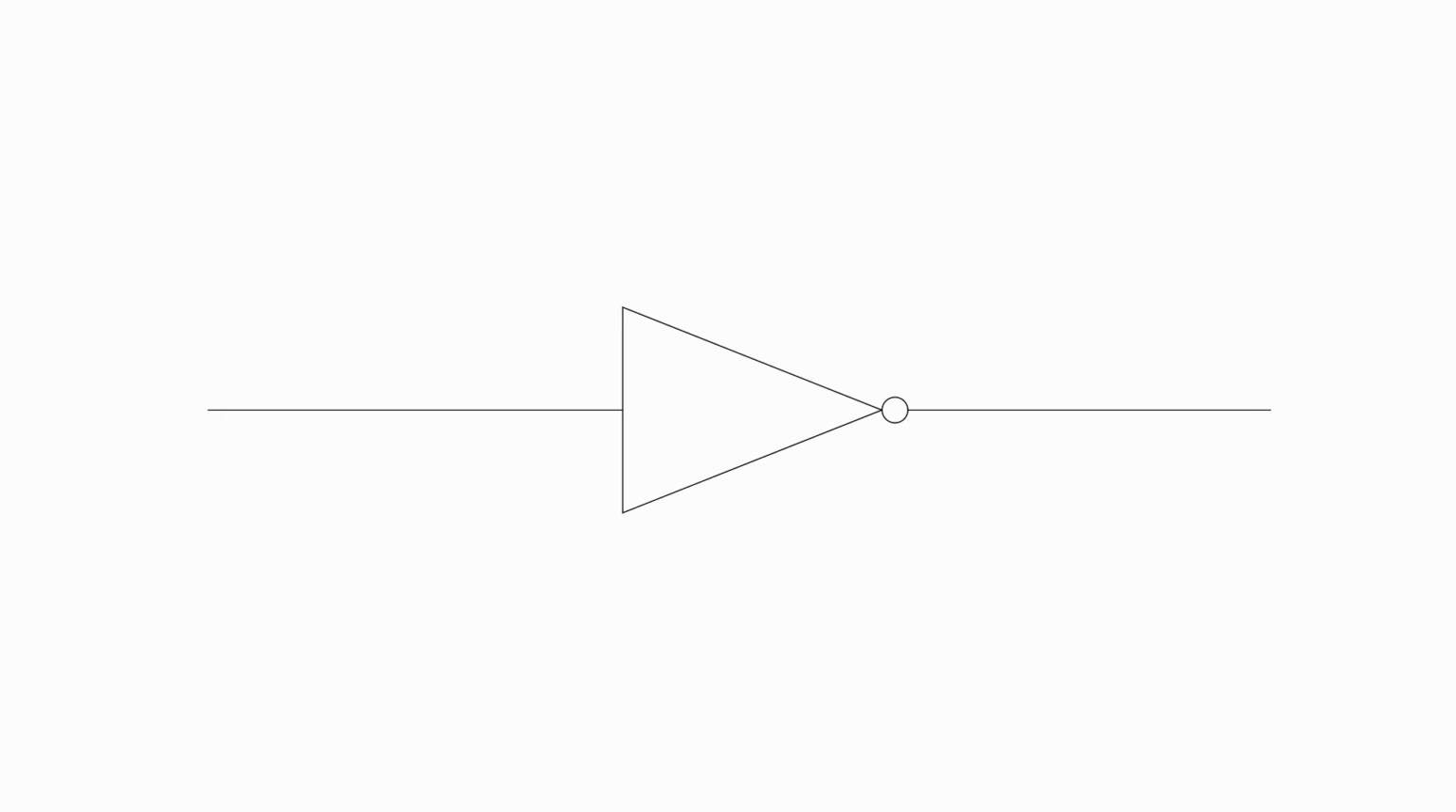In a NOT gate, any bit that passes through gets inverted. This means that if a 1 goes through, it becomes a 0, and if a 0 goes through, it becomes a 1. An OR gate takes several input bits and generates a single output bit.